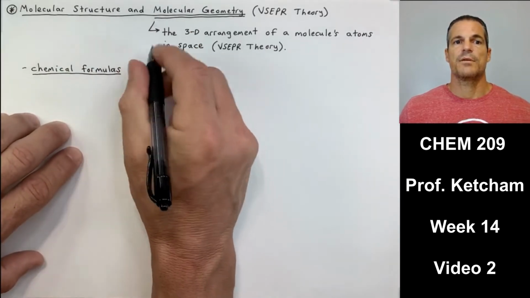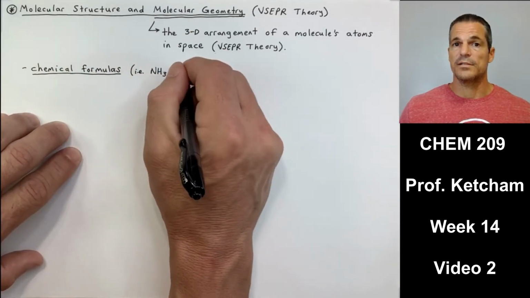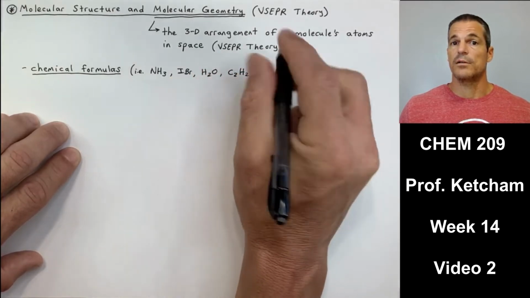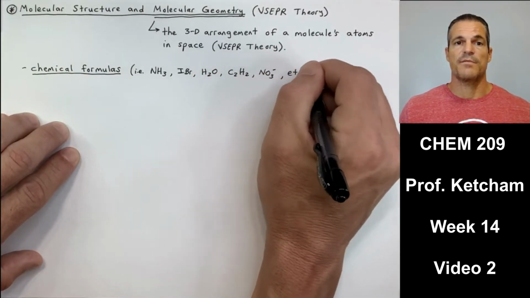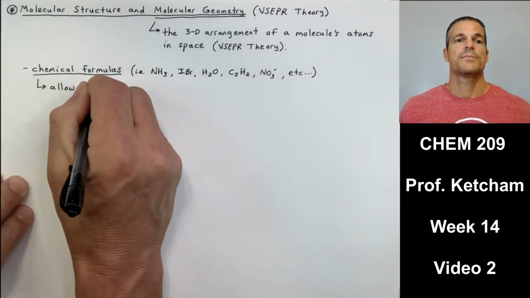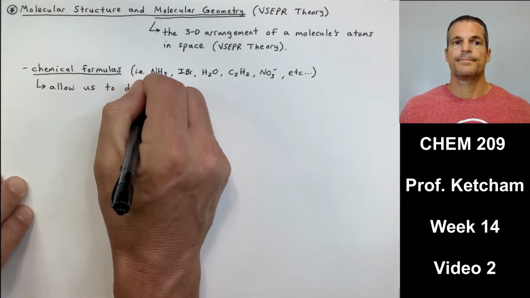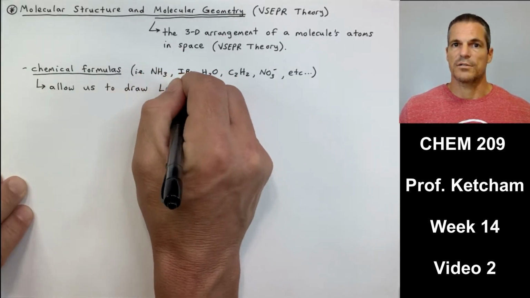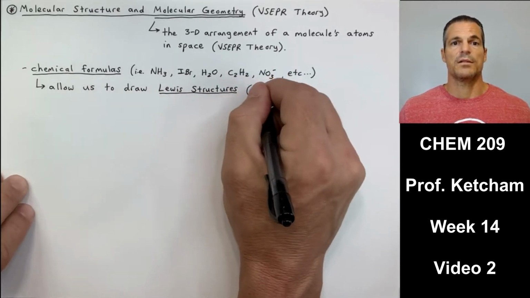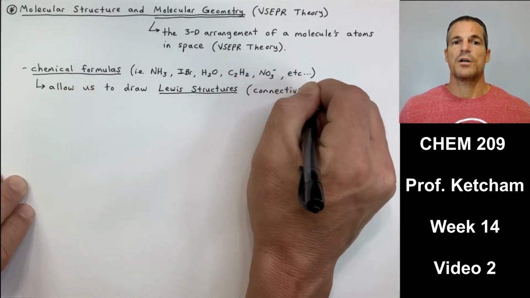Okay, VSEPR theory. So chemical formulas are great. We used these to make our Lewis structures, right? Counted up the valence electrons and did stuff like that. We've got our final structure. So chemical formulas allow us to draw Lewis structures, and we did that in week 6, video number 1, the last video.